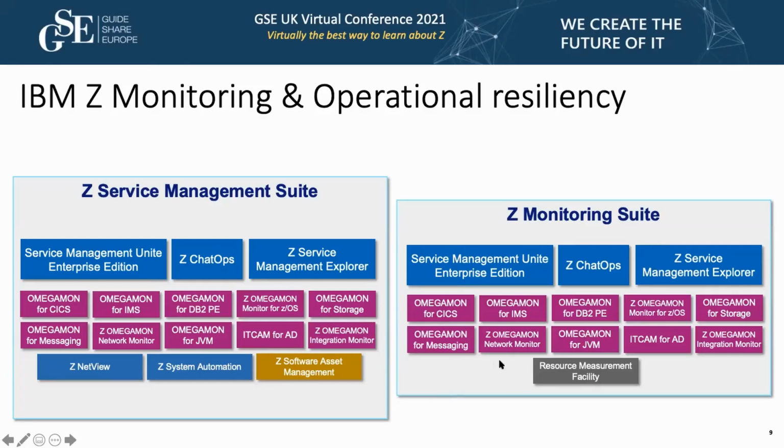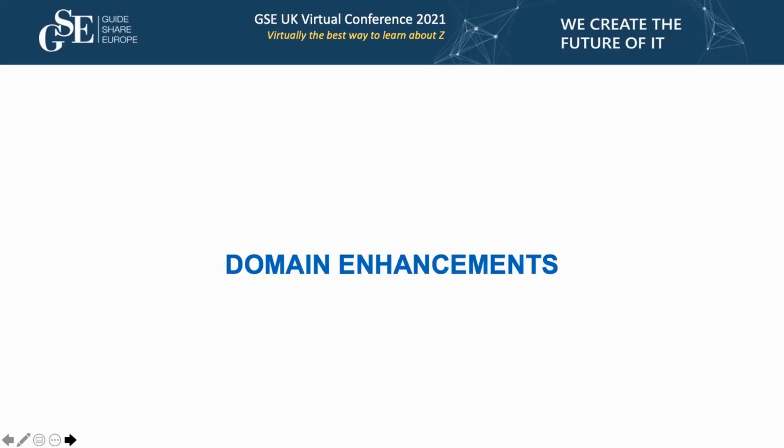And instead of the automation components, we also include the Resource Measurement Facility, or RMF, as it's more popularly known, which is generally available as a feature of the z/OS operating system. But for financial reasons, we can package it inside the Z Monitoring Suite, and that provides some nice financial advantages to procure it that way. And again, as I mentioned, each of the OMEGAMON agents is available in a standalone mode.